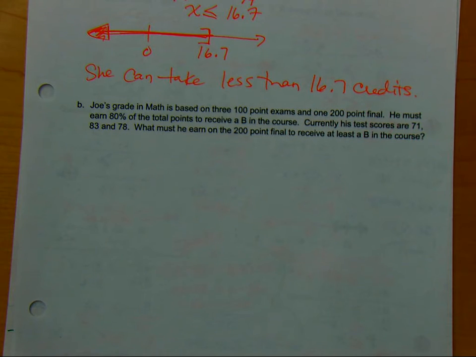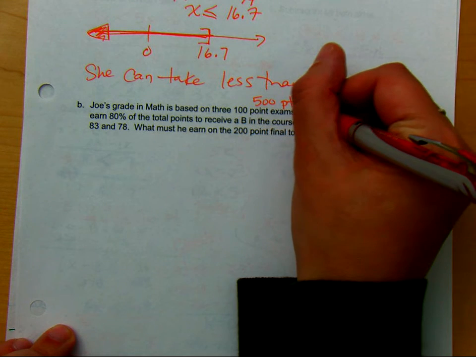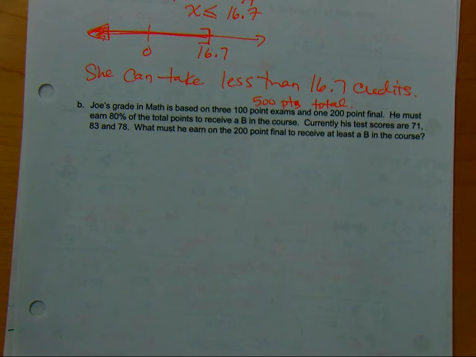This question is one of the most famous questions that I get asked all the time. And once we do it, you will be able to figure this out for yourself. Joe's grade in math is based on three 100-point exams and one 200-point final. Oh my gosh, no homework? So how many points does he get in his math class altogether? Yeah, 500 total points. He must earn 80% of the total points to receive a B. Currently, his test scores are 71, 83, and 78. What must he earn on the 200-point final to receive at least a B in the course?